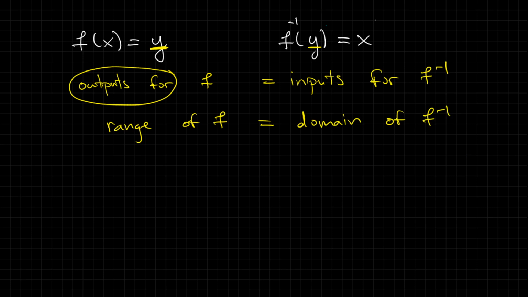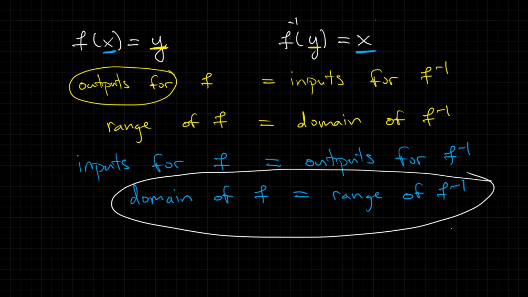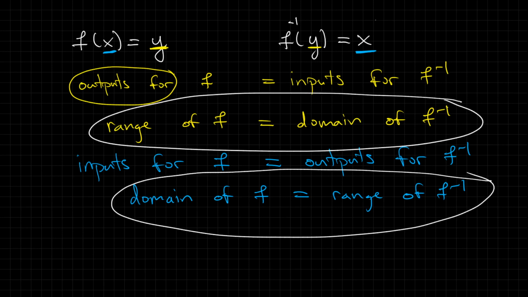Now let's make another observation here. x is an input for f, but it's an output for f inverse. So the inputs for f, that's going to be the same as the outputs for f inverse. Again, the inputs, that's called the domain. So the domain of f is going to be the same as the outputs for f inverse, and the outputs, that's called the range. So two main observations here. The domain of f is the same as the range of f inverse, and the range of f is the same as the domain of f inverse.